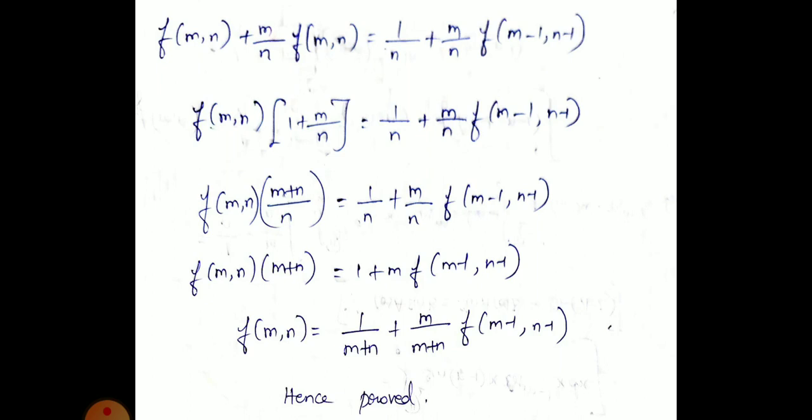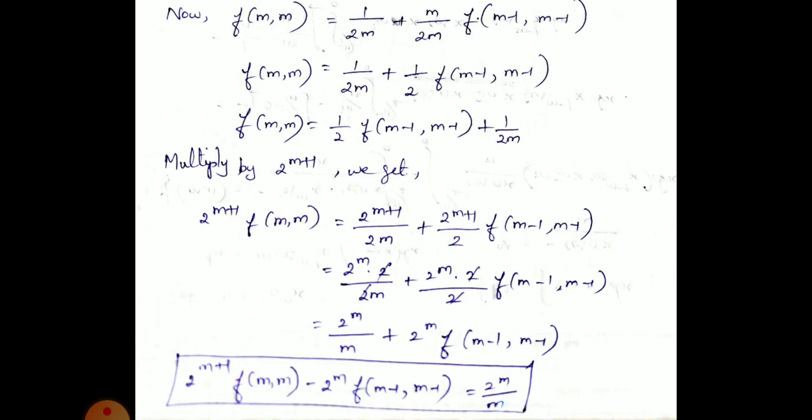Next we are going to see f of m comma m. Now f of m comma n can be written as, in the place of n in the first result, just apply m. So what will happen in the place of n? 1 by 2m has to come, plus m by m plus m, which is 2m, into f of m minus 1 and m minus 1 will come. Now the m and 2m get cancelled, so half into f of m minus 1, m minus 1.